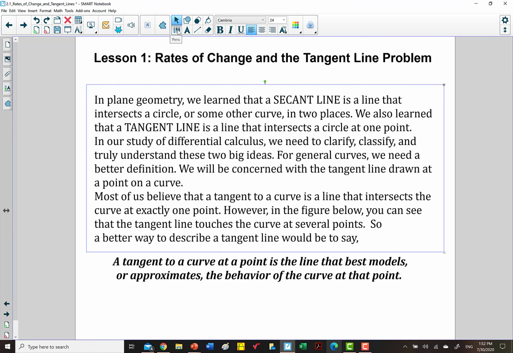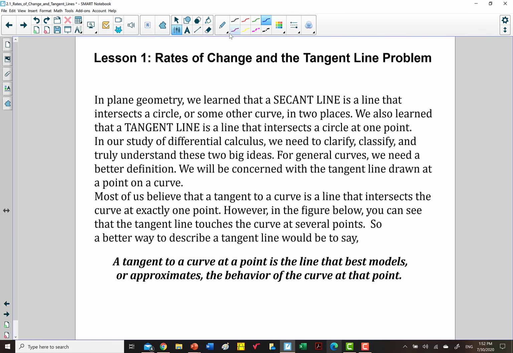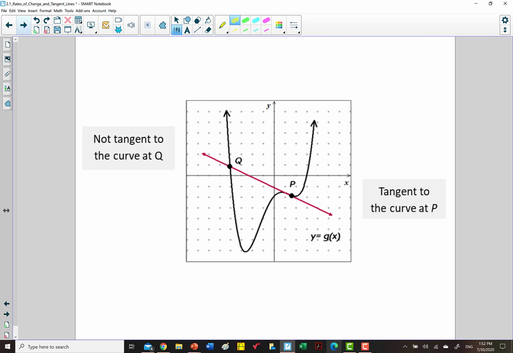Recall that a tangent line was tangent to a curve at a point. Now, a secant line would intersect in 2 places, but a tangent line would intersect a circle at 1 point. We want to look at how that's related to calculus.